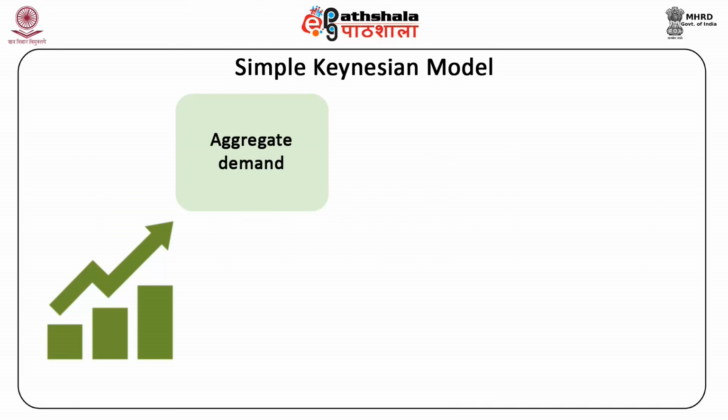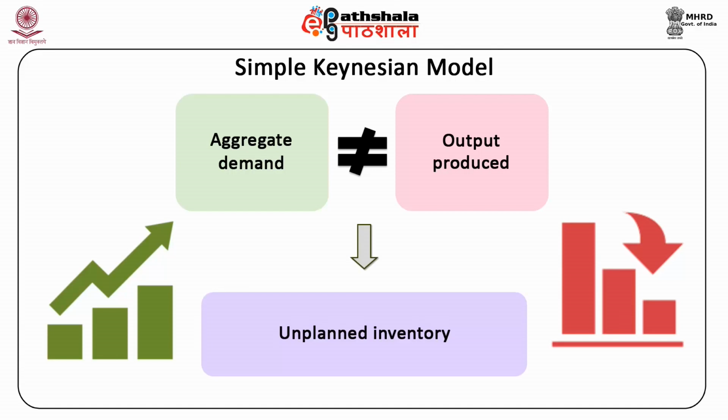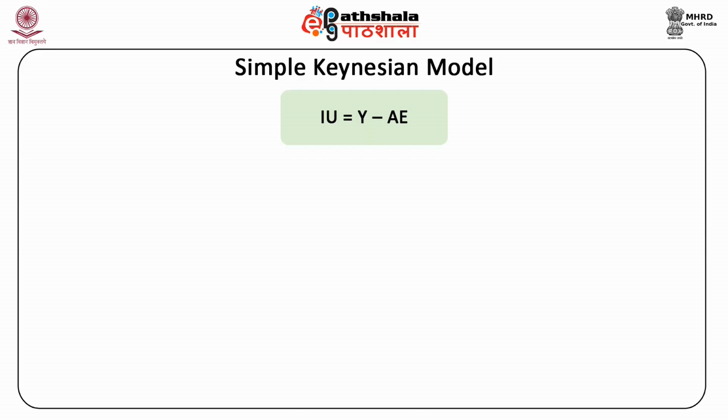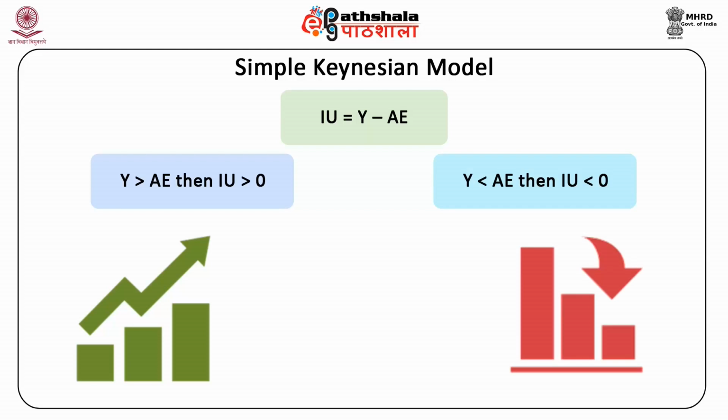When aggregate demand, the amount people want to buy, is not equal to output produced, Y, there is unplanned inventory investment or disinvestment. This can be written as unplanned inventory equals output produced minus aggregate demand. When output is greater than demand, there is unplanned inventory investment, and when output is less than demand, there is unplanned inventory disinvestment. Output is at its equilibrium level when Y equals aggregate demand.